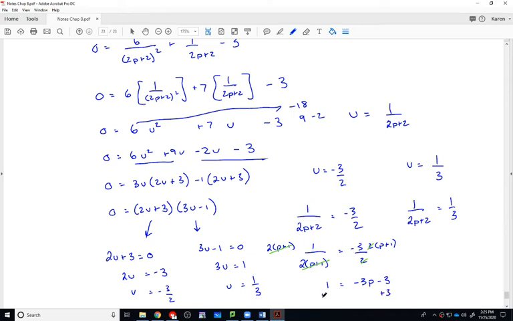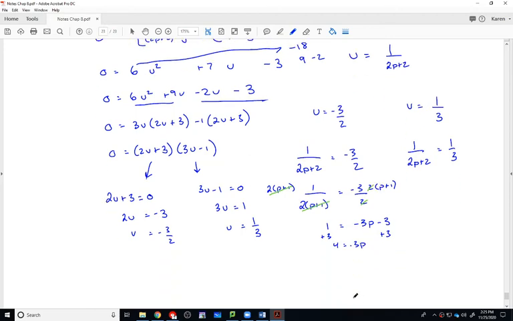So we're going to add 3, and we get 4 equals -3p. Scrolling down a bit, you divide by -3, and you get p is equal to -4/3.